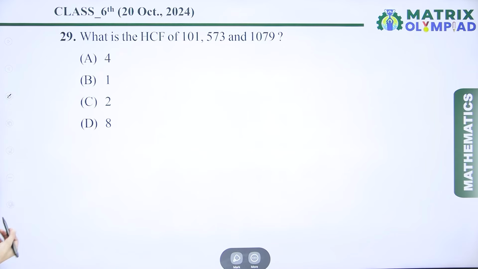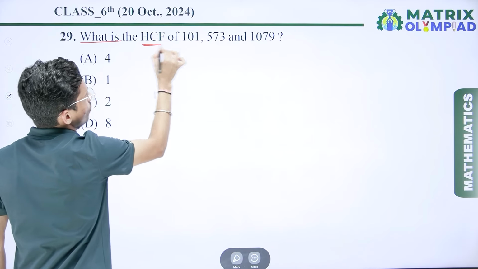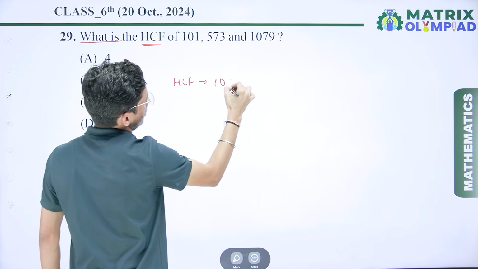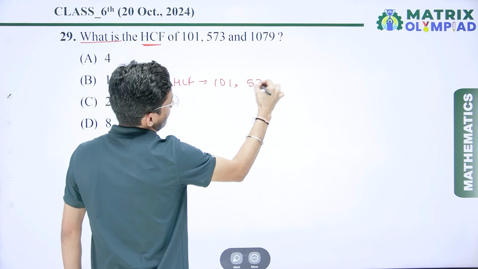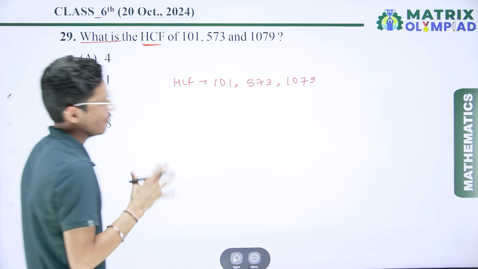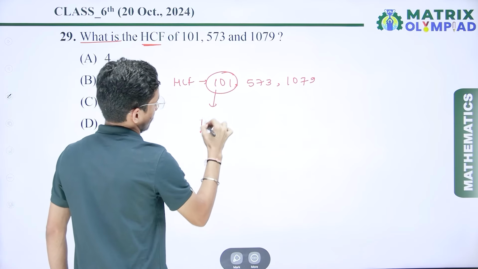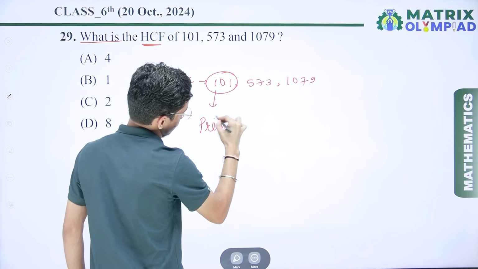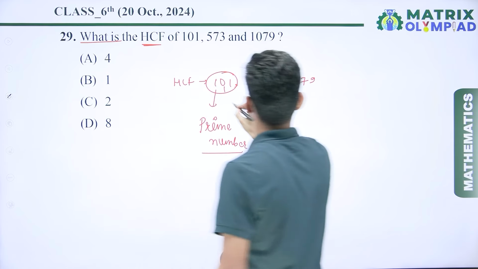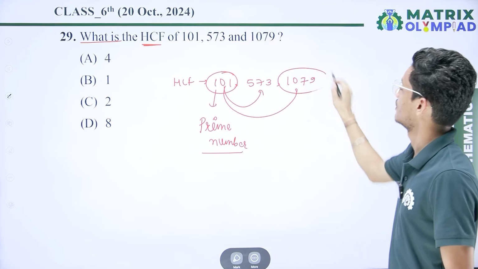So now the next question is: what is the HCF of the numbers 101, 573 and 1079? If I observe these numbers, here I see 101 is a prime number, and this prime number is not a factor of 573 and it is not a factor of 1079.